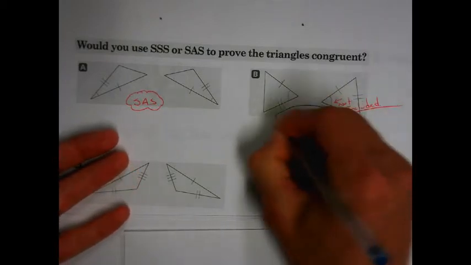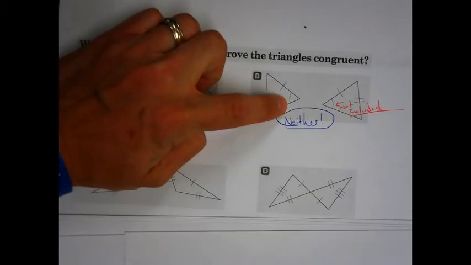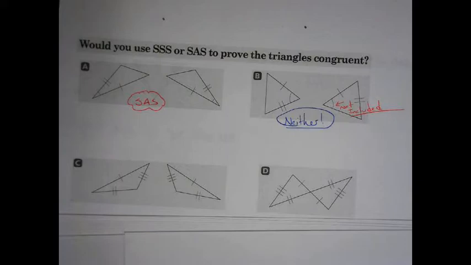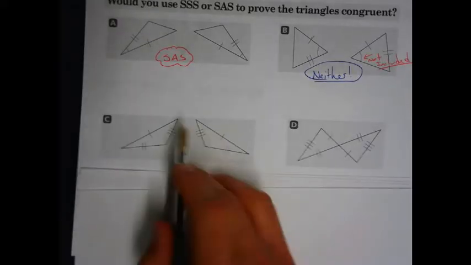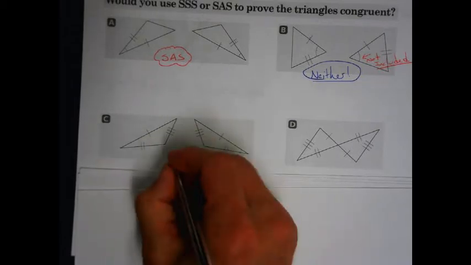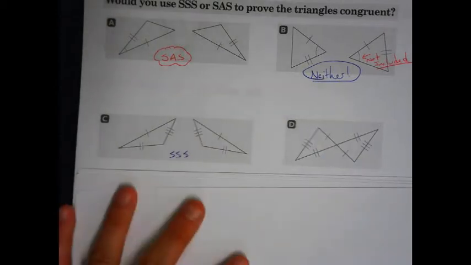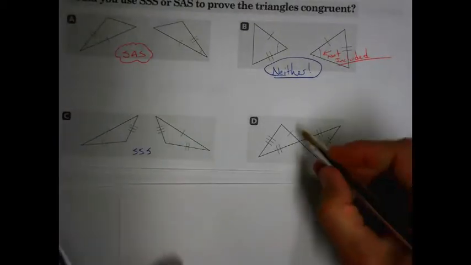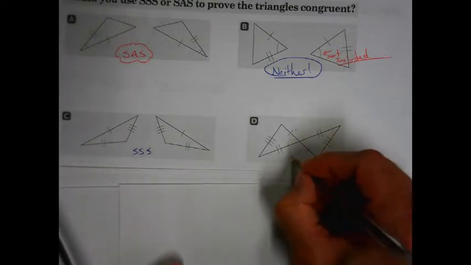For question B, we're not using either side, side, side, or side, angle, side, because this one's included, this one's not included. We have to see that difference. Okay, so now for question C, hopefully you see we got 3 corresponding to 3, 1 corresponding to 1, 2 corresponding to 2. No doubt, this is totally side, side, side congruence. And then the same thing with D. We got 1 corresponding to 1, 2 corresponding to 2, and 3 corresponding to 3. This is totally side, side, side.